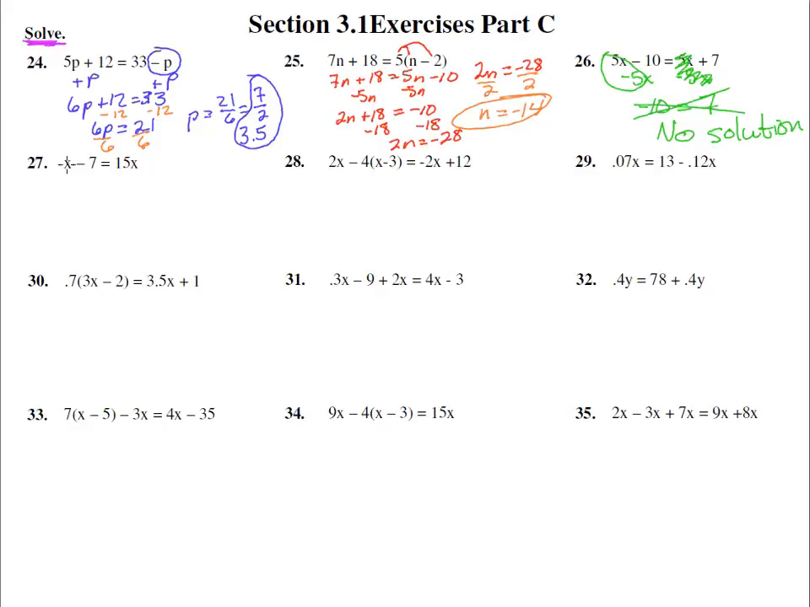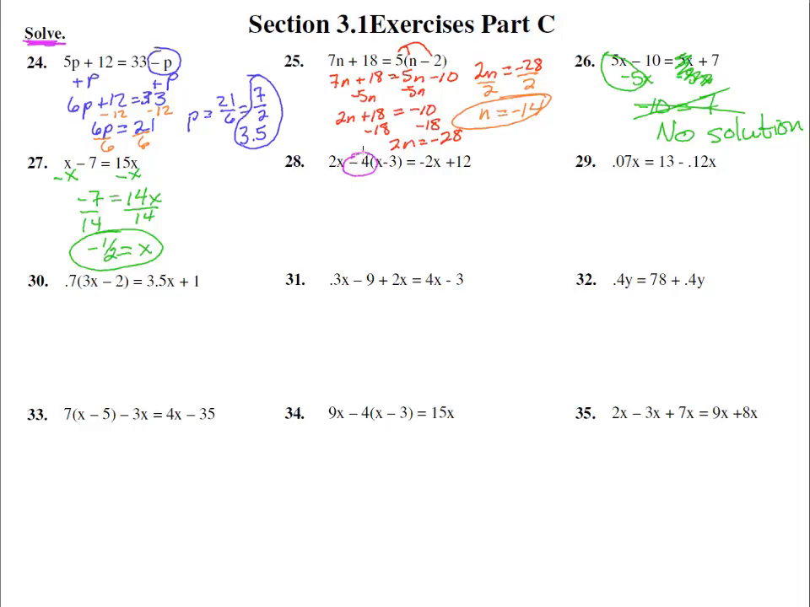Number 27, we have x's on two sides of the equal sign. Let's get rid of this one. Subtract x and subtract x, and we get negative 7 equals 15x minus x is 14x. We got to get x by itself, so divide by 14, divide by 14, and we get x equals negative 7/14. That simplifies to negative 1/2.